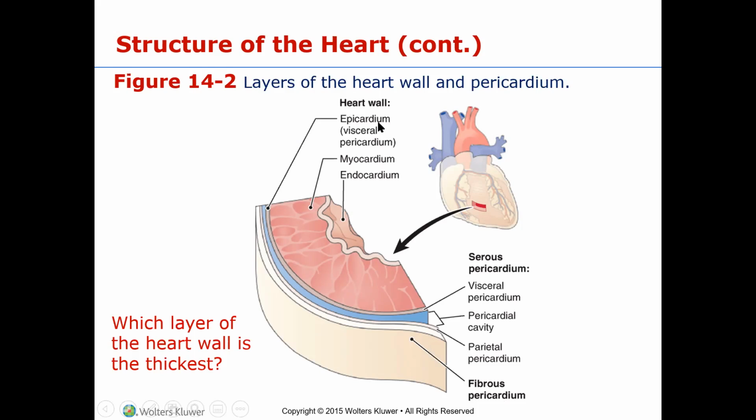And again, the heart wall is made up of the outer layer, which is attached to the heart itself. So it's visceral, it's attached to the viscera, to that organ. And so that's the epicardium. And then we have the myocardium, which is the thickest muscle layer. And then on the inside is the endocardium.